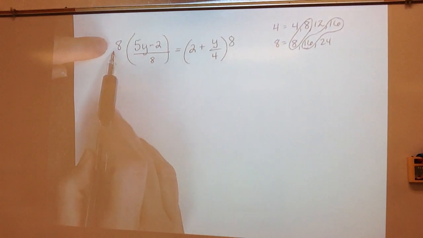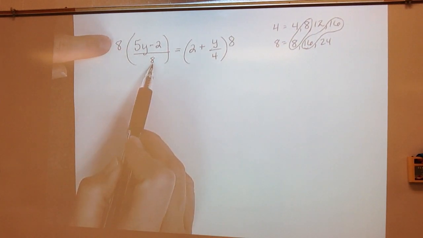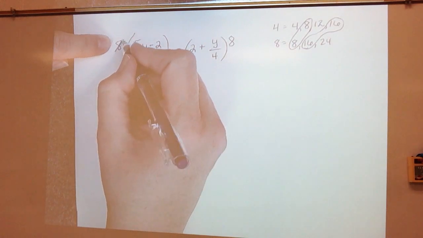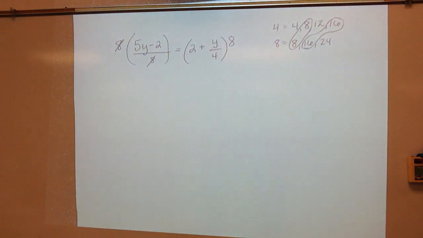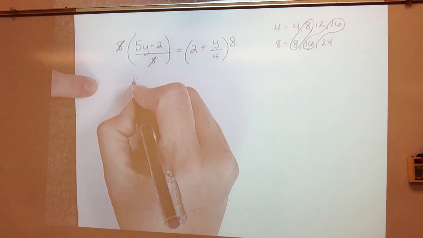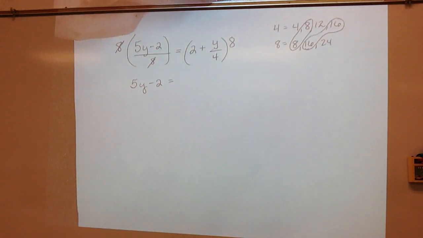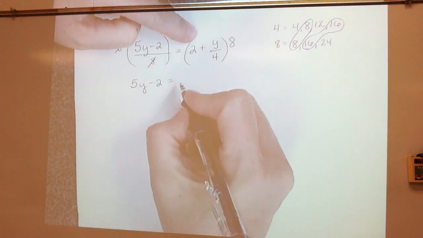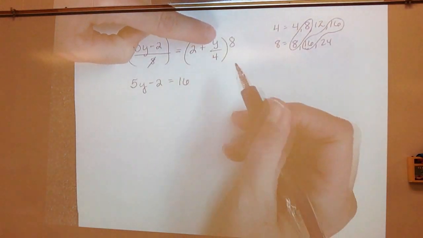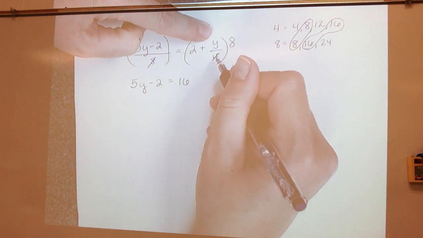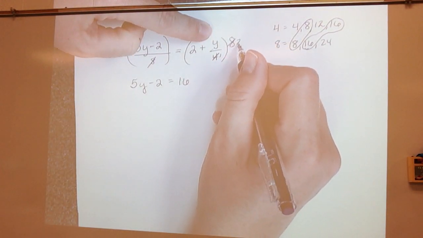Well, when I multiply this times 8, these actually cancel out. 8 divided by 8 is 1. So they cancel out. So I'm left with 5y minus 2. Now I'm going to come over here and multiply 8 times 2 is 16. And look at this. 4 goes into 4.